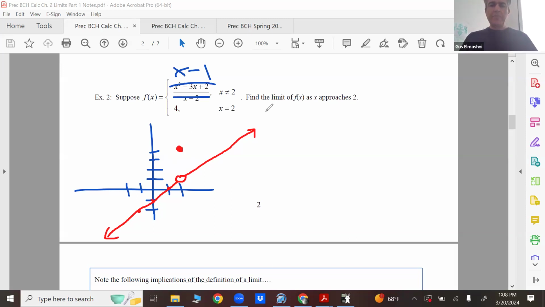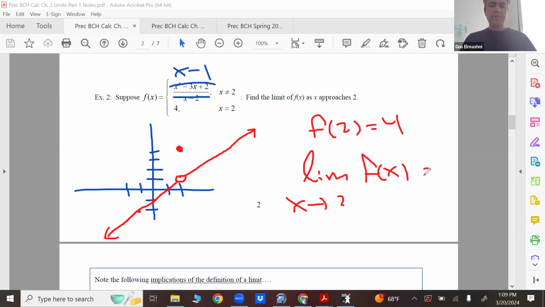Okay. Of course, f of 2 is what? 4, right? But what is this going to be instead? Exactly. So they may not equal each other, because we're asking about approach. That's all we care about. We don't care about what it is exactly.